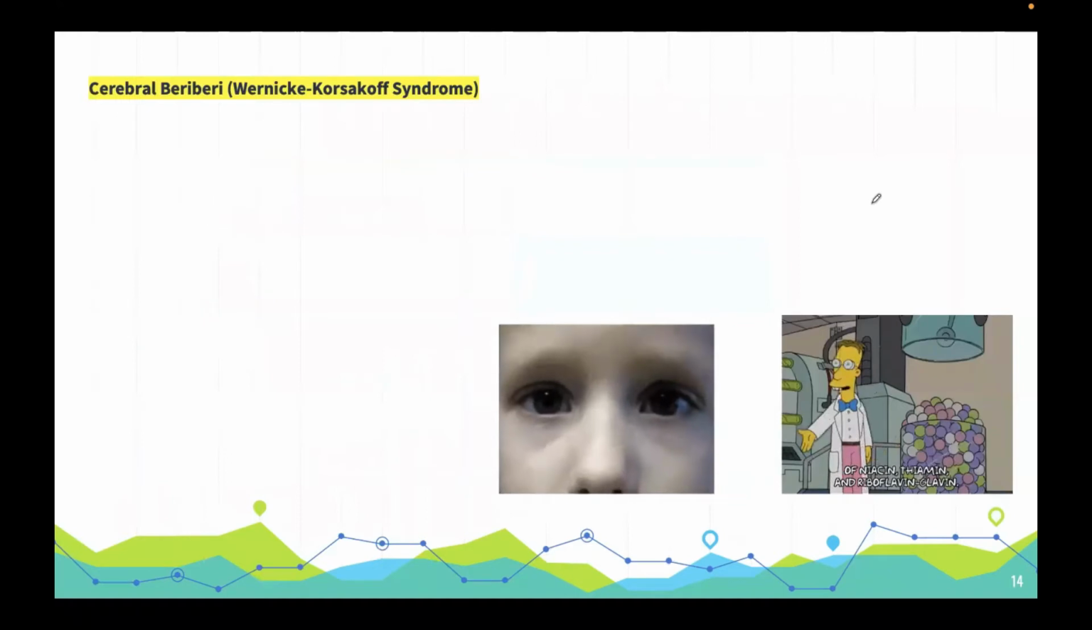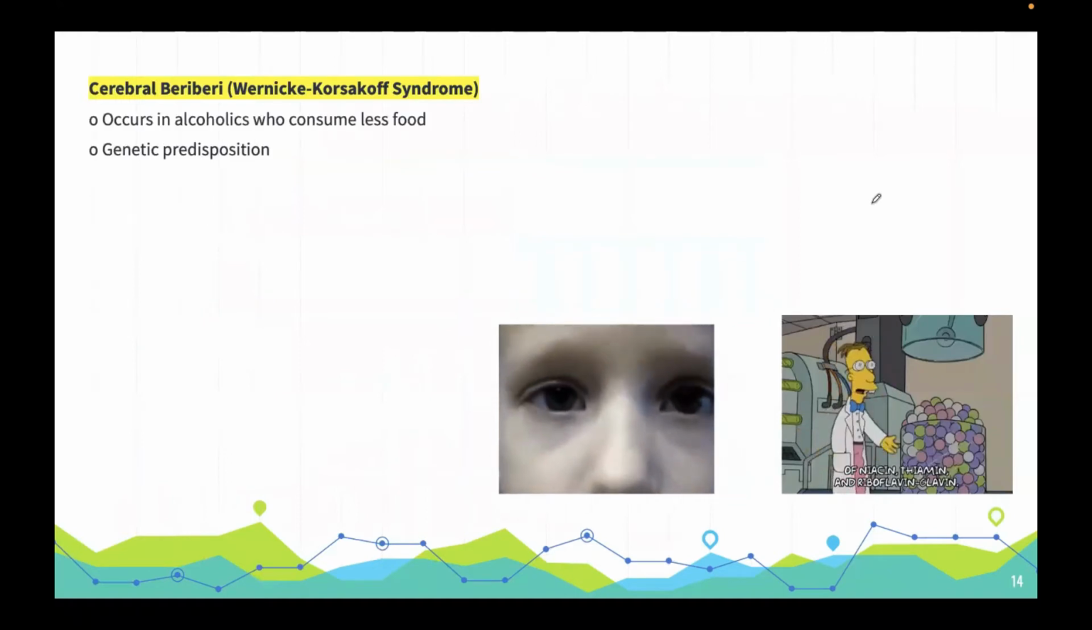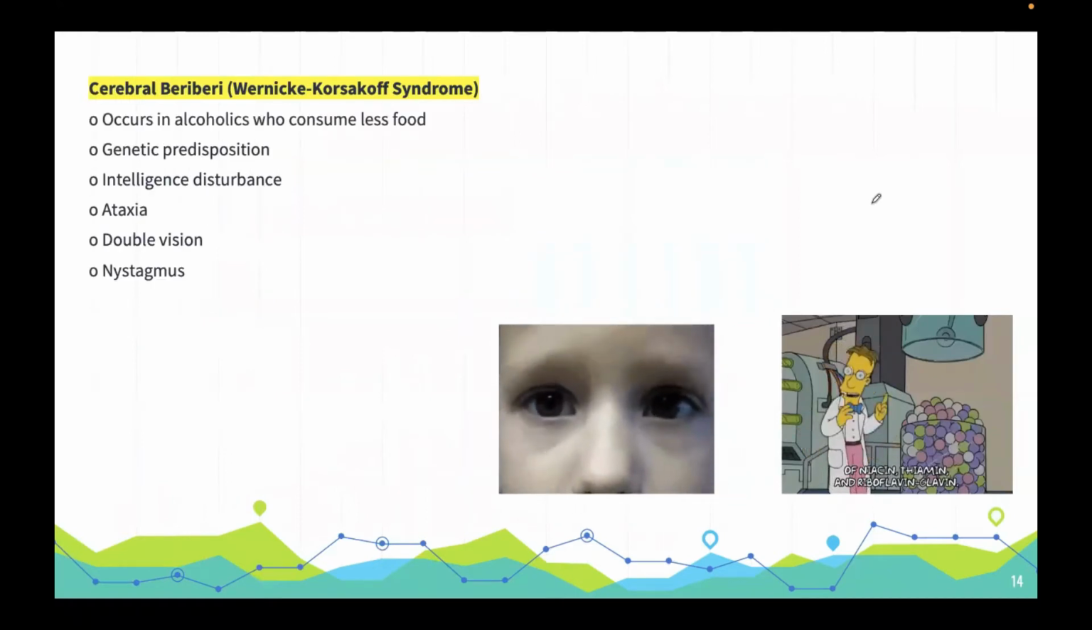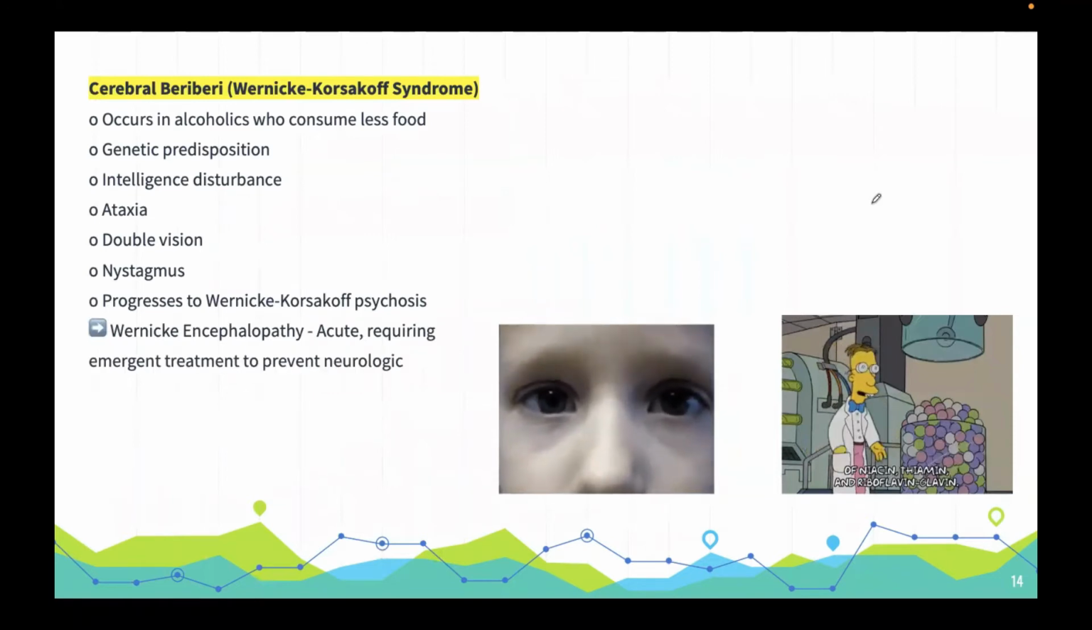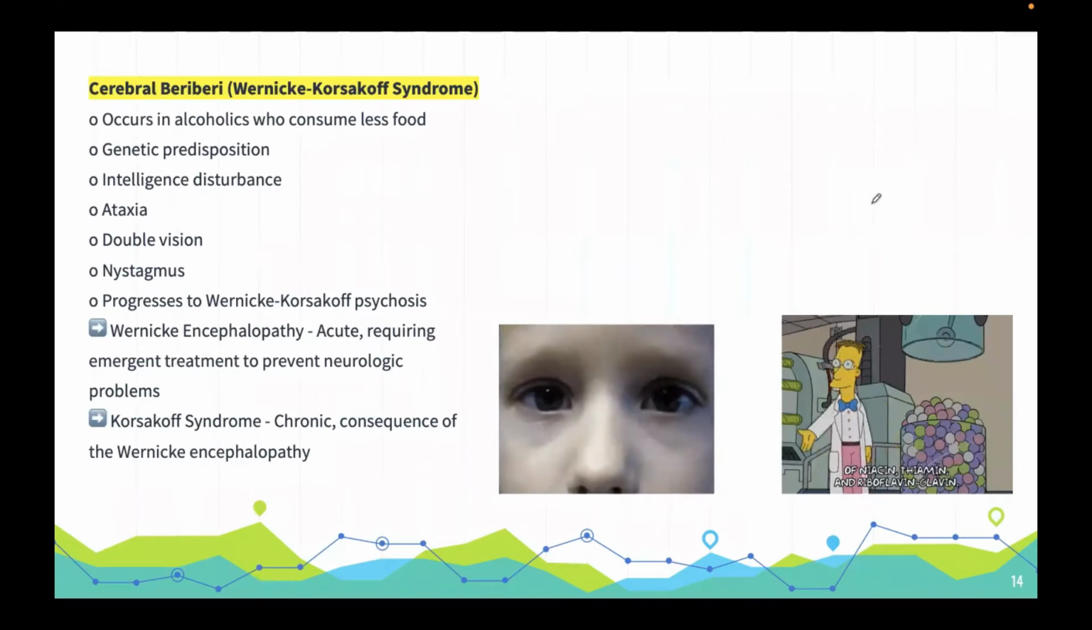Next po, proceed na po tayo kay Wernicke-Korsakoff syndrome. Syndrome, ibig sabihin, halo-halo or maraming tayong different types of signs and symptoms that can be observed. So, kaya po siya naging syndrome.